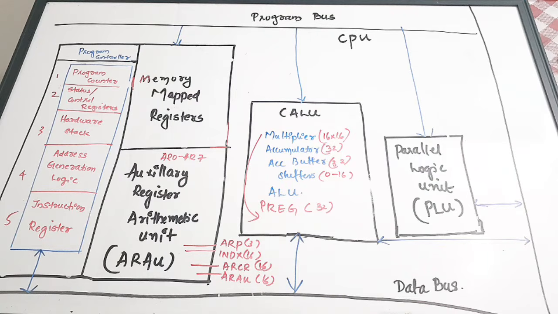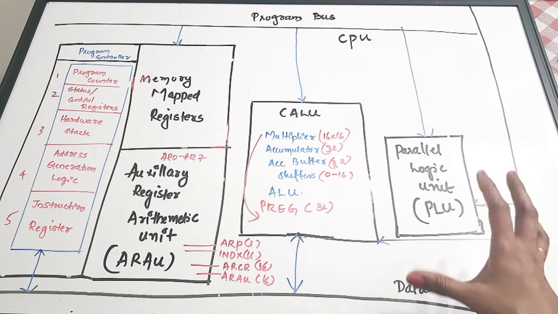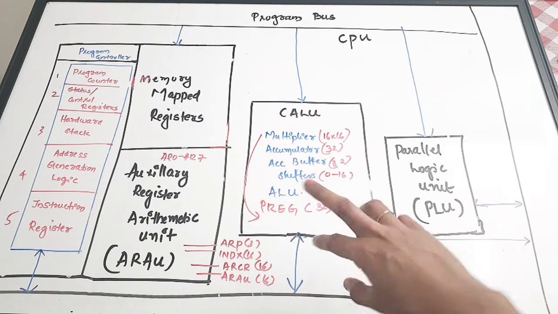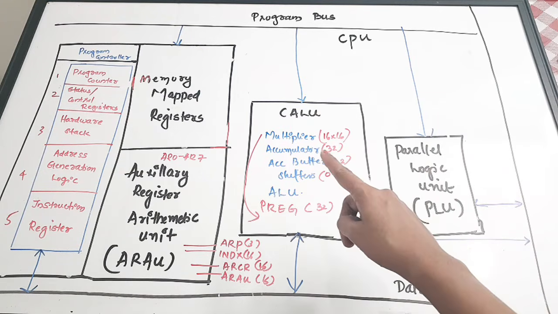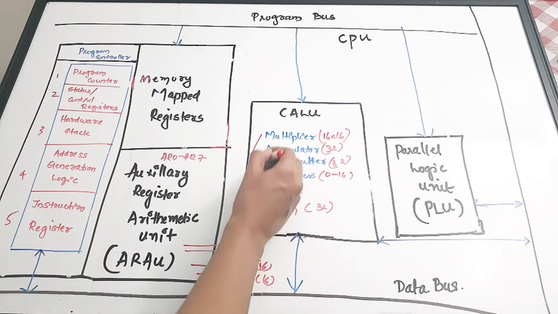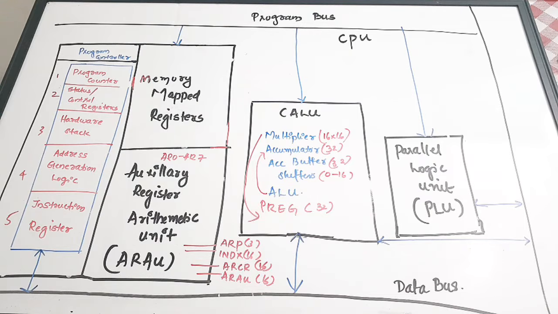Moving on to the last element or block present in the CPU, which is the parallel logic unit or PLU. This is actually an additional unit. The PLU will be performing logical operations without affecting the accumulator or the product register. It works as a separate entity. The product register stores the multiplied result, and the accumulator stores the result of the ALU, right? So the multiplier result is here and the ALU result is in the accumulator. So we are talking about this unit, the PLU.